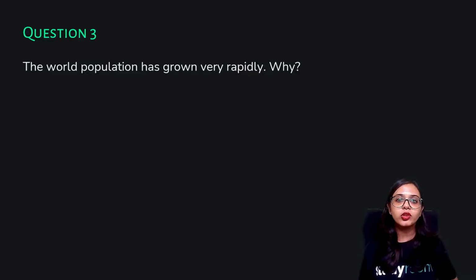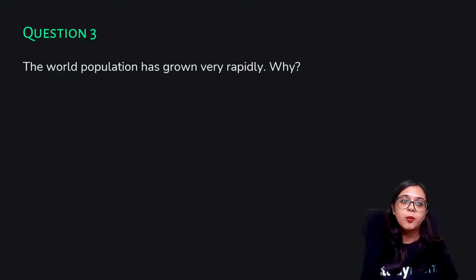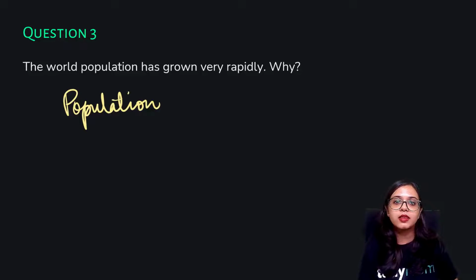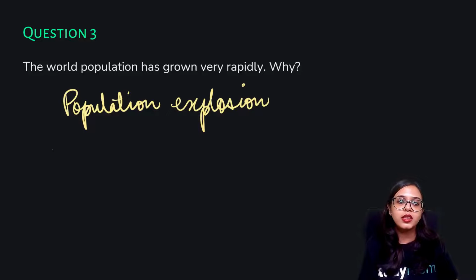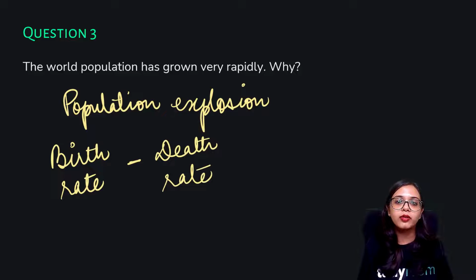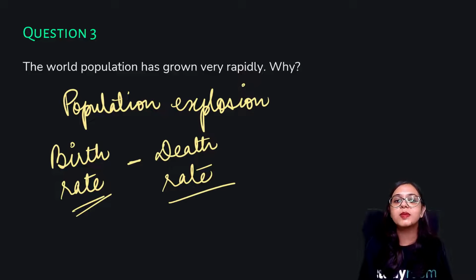Then the population has grown very rapidly. Why? Because of population explosion. And why has this explosion occurred? This explosion has occurred because there is now a difference between the birth rate and the death rate. This is the minus sign. The number of births per 1,000 people is actually more than the number of deaths per 1,000 people.